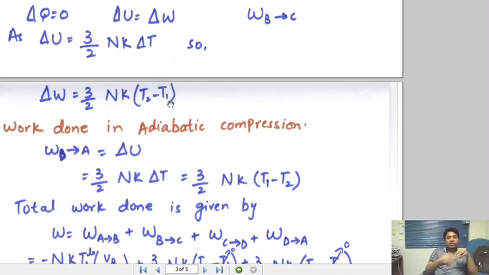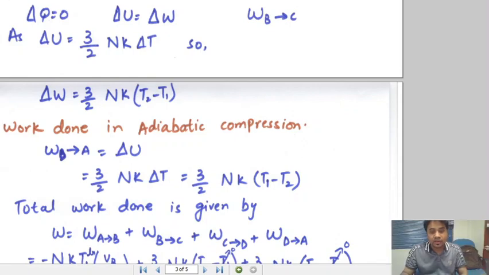And similarly, we can find out the work done during an adiabatic compression, that is from D to A, which will be equal to delta U, equal to 3/2 nk_B delta T, which is equal to 3/2 nk_B (T1 minus T2). So in this case, the work done will be equal to 3/2 nk_B (T1 minus T2). This is an adiabatic compression, so the final temperature will be higher in this case. So this difference will be equal to T1 minus T2.